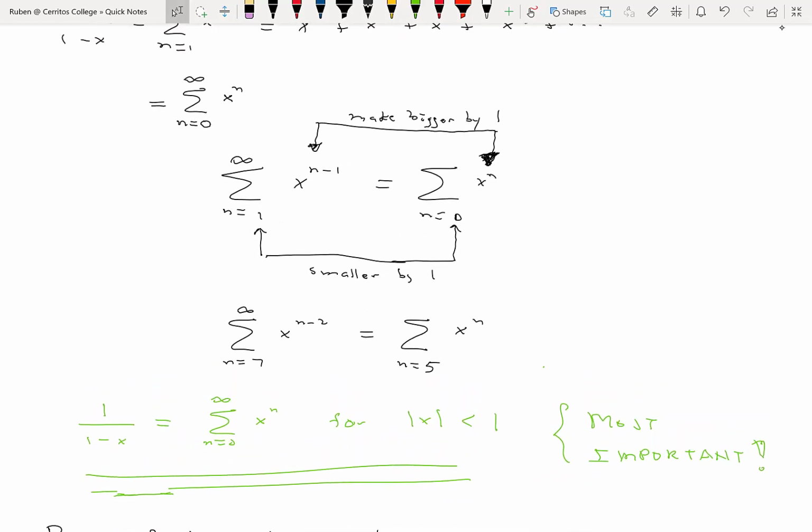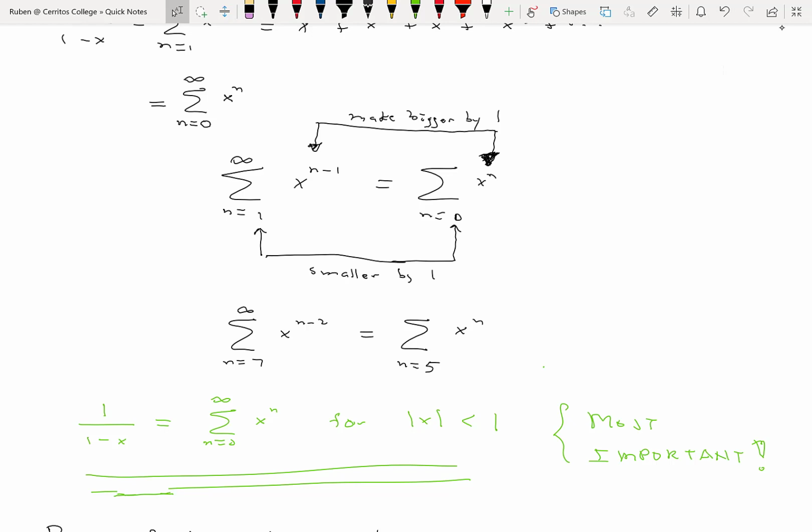So, power series centered at 0 are always going to look like sums of powers of x to the n. And the reason we call them power series centered at 0 is because they tend to converge in an interval surrounding 0, centered at 0. So in our case, the interval is between -1 and 1.